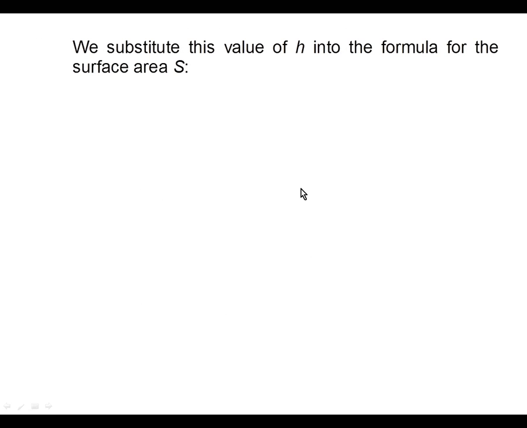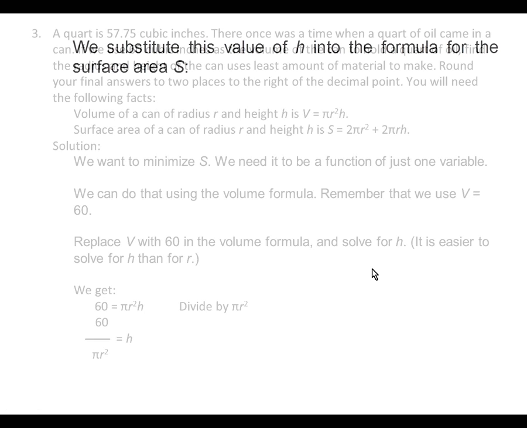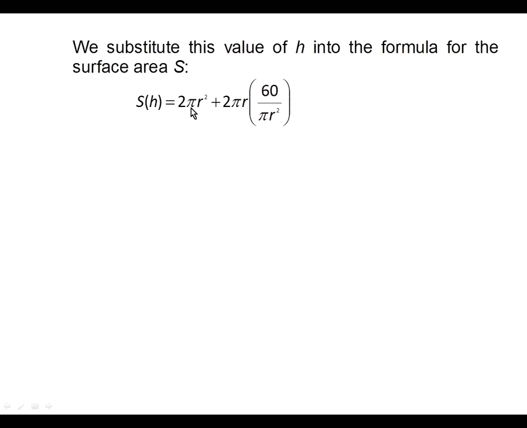So we substitute this value of h into the formula for the surface area. Remember, h is 60 over pi r squared. So replace that h right there with 60 over pi r squared. I'm going to have surface area as a function of r is 2 pi r squared plus 2 pi r times 60 over pi r squared.